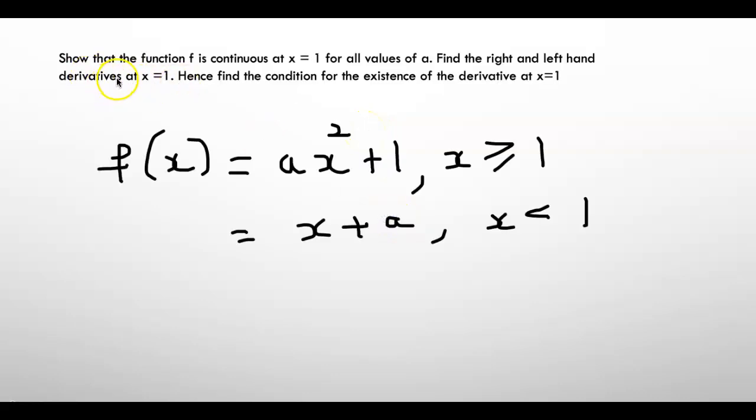Coming to question 1, show that the function f is continuous at x equal to 1 for all values of a. Find the right and left hand derivatives at x equal to 1. Hence find the condition for the existence of the derivative at x equal to 1. f(x) is ax squared plus 1 when x is greater than or equal to 1, equal to x plus a when x is less than 1.